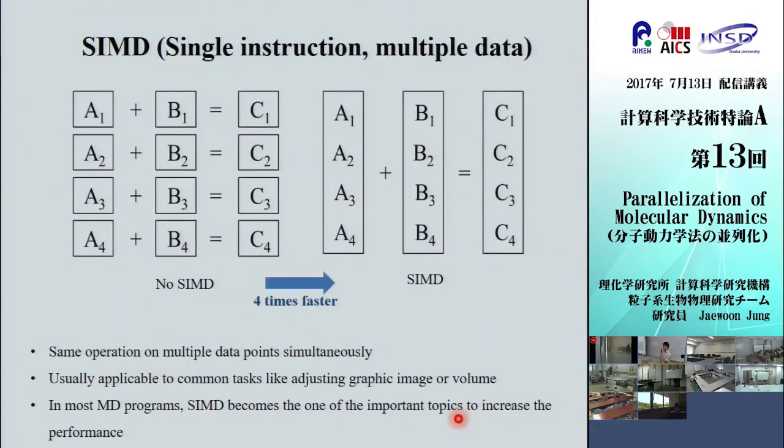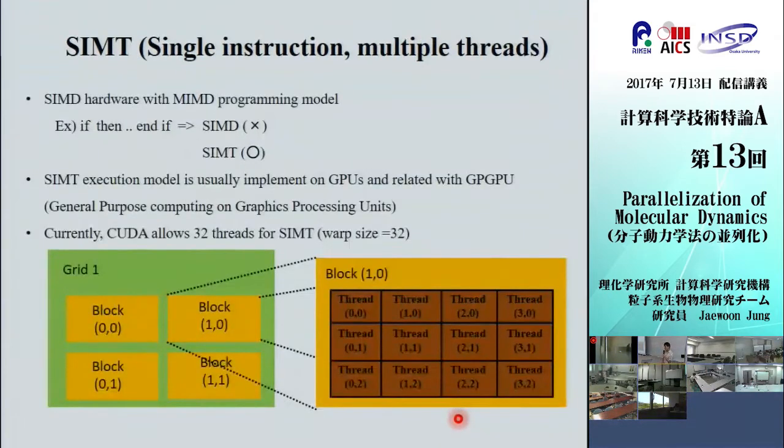Another kind of parallelization is SIMT, single instruction and multiple threads. This is used in GPU. So nowadays, people say that GPU is very fast, and in many applications, GPU is much faster than CPU. Why? Because in GPU, we can make use of this kind of parallelization very efficiently. So SIMT is some kind of combination of SIMD and MIMD.